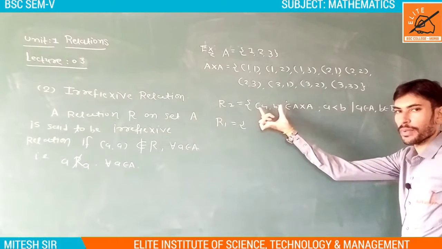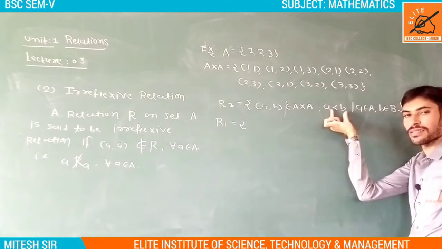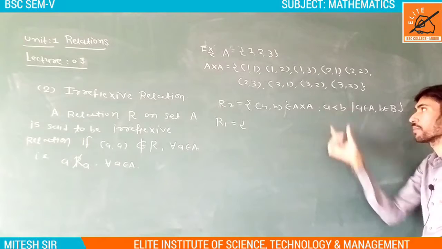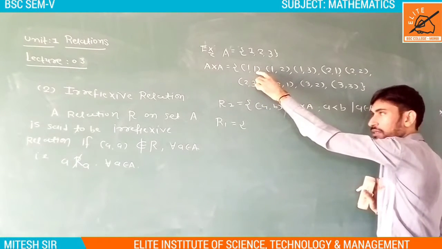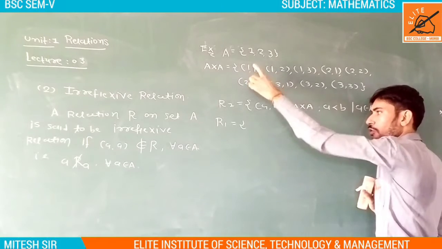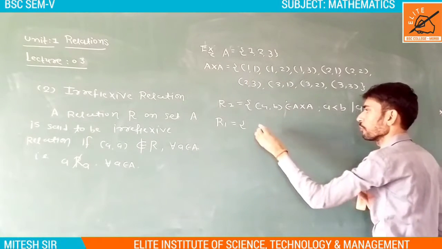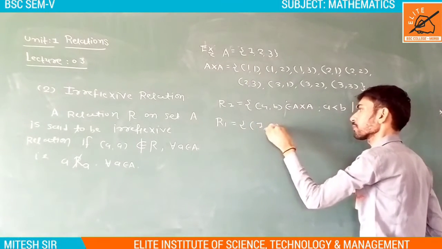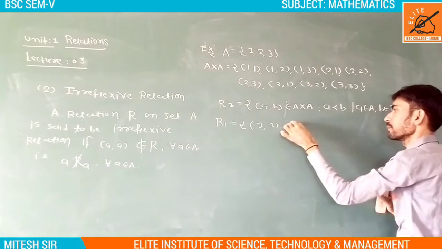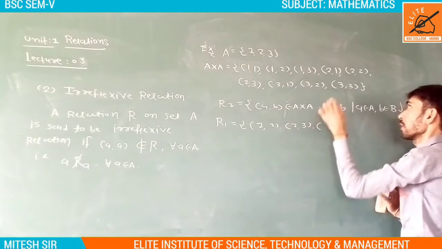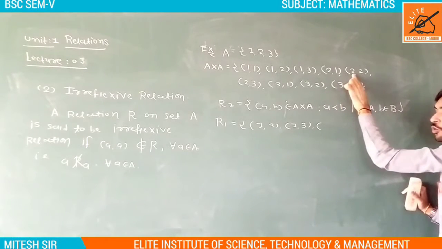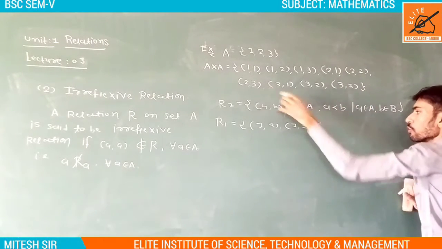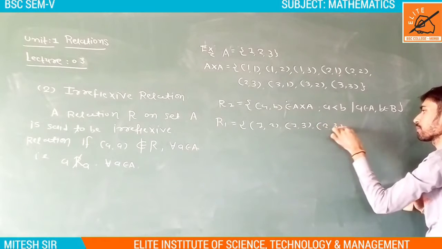Your relation contains the pair (a, b) which satisfies the condition a less than b, but here a is strictly less than b. So look at the first pair 1 1. 1 is not strictly less than 1, so pair 1 1 does not belong in our relation R1. Pair 1 2, pair 1 3. 2 1 does not belong because it does not satisfy this condition. 2 2 does not satisfy this condition. 2 3 satisfies this condition.